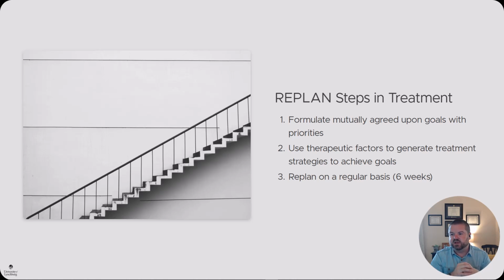So you can do that in the REPLAN model. Use the therapeutic factors to generate treatment strategies to achieve goals. So again, we'll talk about the 5 different areas that we can develop goals around. And then replan on a regular basis. The research on the REPLAN model indicates that about every 6 weeks or so is a good schedule to stop, check in, see where things are at, and reassess and redefine what the goals are for the treatment process.